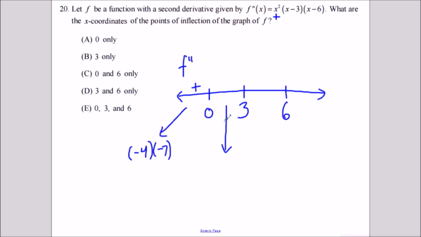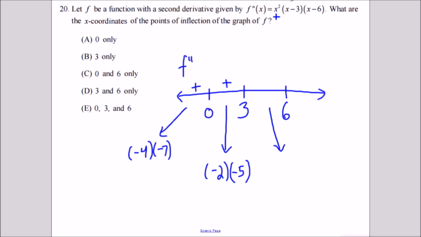So now pick an easy number between 0 and 3, like 1. And remember, we only have to check the last two factors because the first one is always positive. We'll have 1 minus 3 is negative 2. 1 minus 6 is negative 5. And this is still positive here.